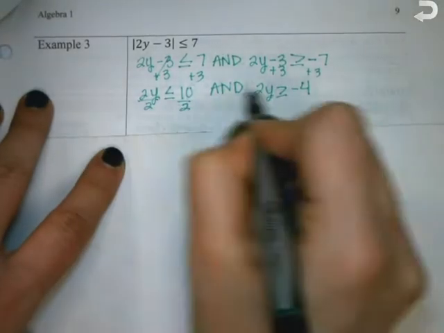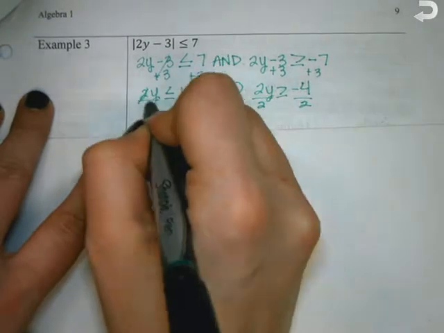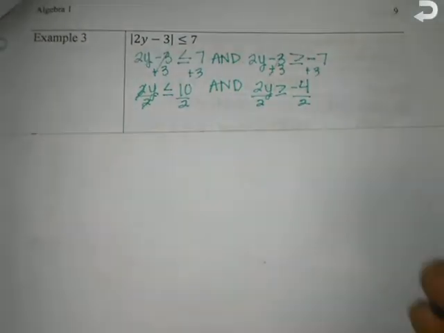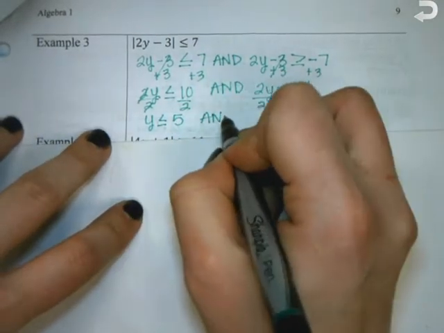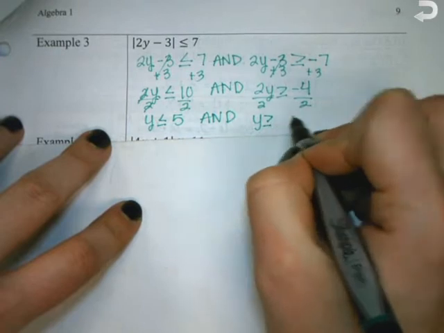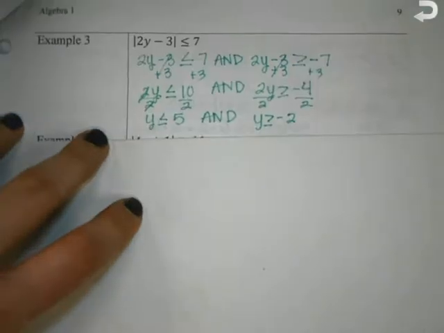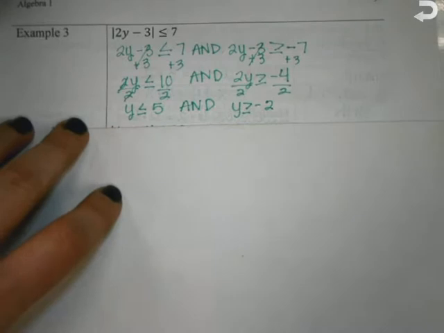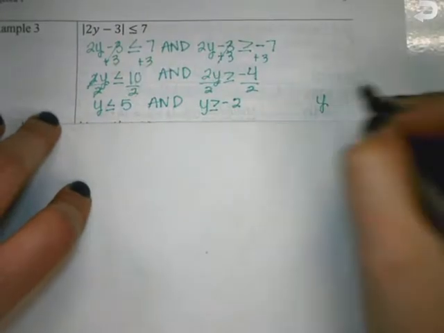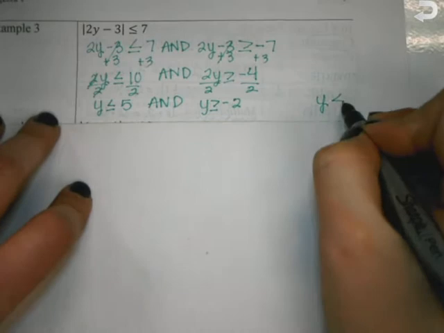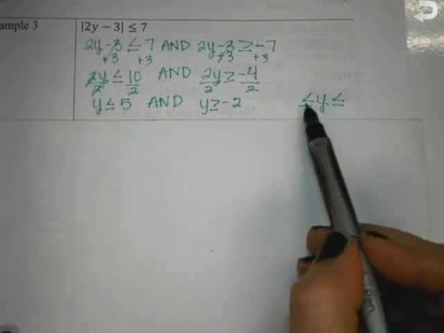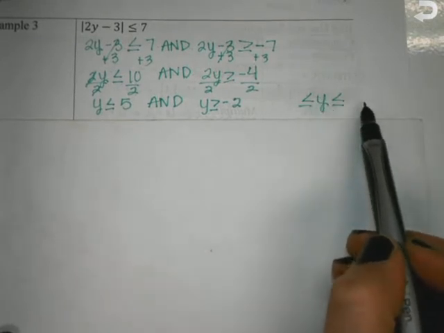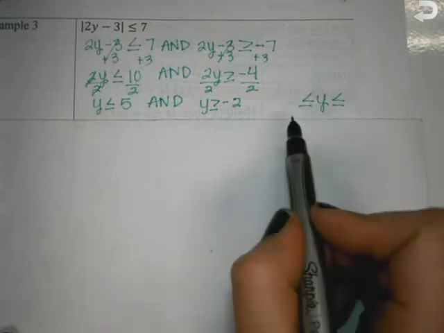Am I done? No, I can put them together, right? Y always goes in the middle. So we have this set up like that, right? We know it's going to look like that. It's always going to look like this because y is bigger than something and y is less than something. Which one is y bigger than? Y greater than negative 2? So negative 2 is less than y, and 5 is more than y. So that's my answer.